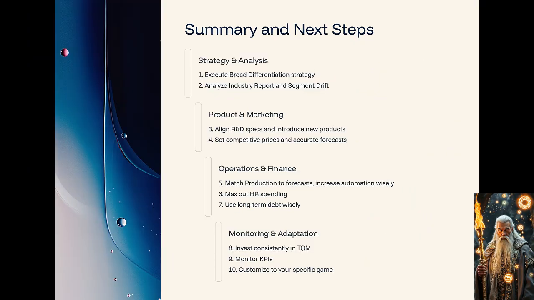Summary and next steps. Let's quickly review our 10 winning tips for Round 6 and beyond. 1. Adopt and execute a broad differentiation strategy. 2. Analyze industry report and segment drift before making decisions. 3. Use R&D to align specs and introduce new products. 4. Set competitive but profitable prices and accurate forecasts in marketing. 5. Match production to forecasts, increase automation wisely.